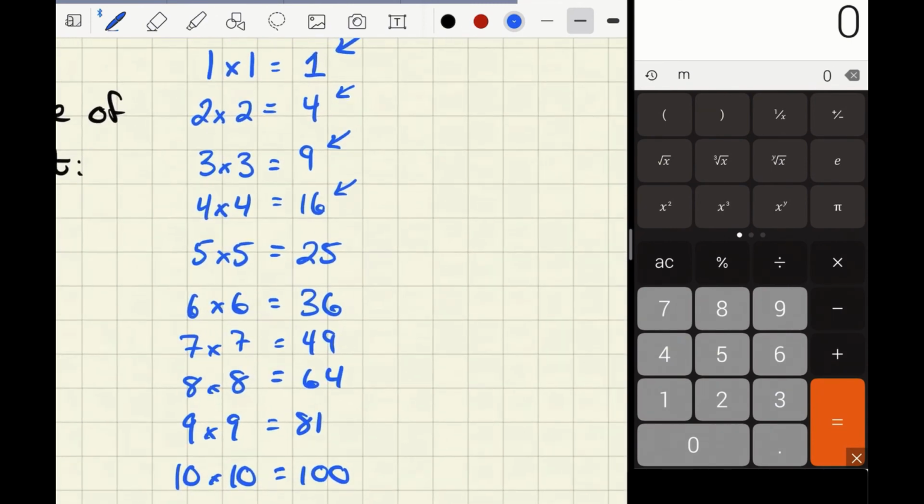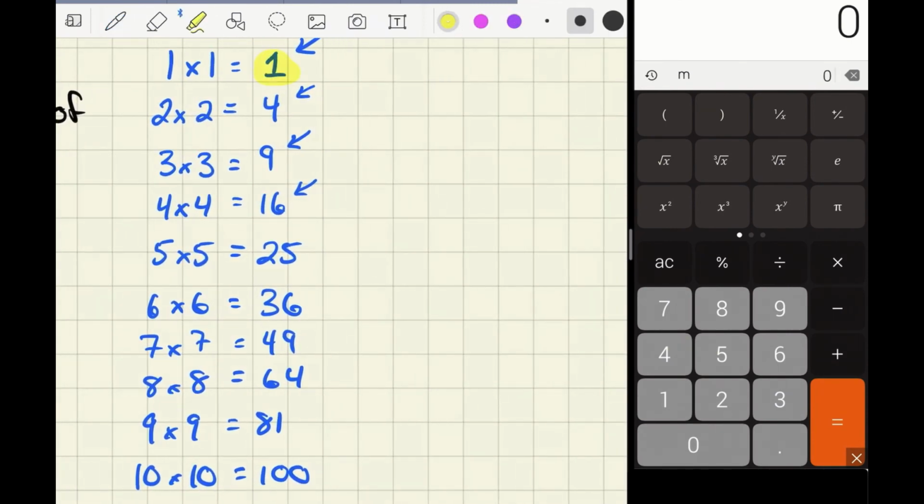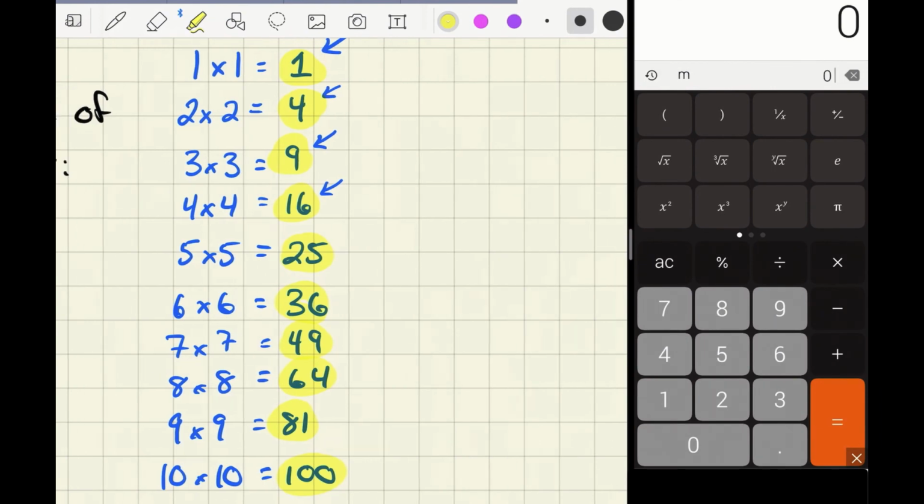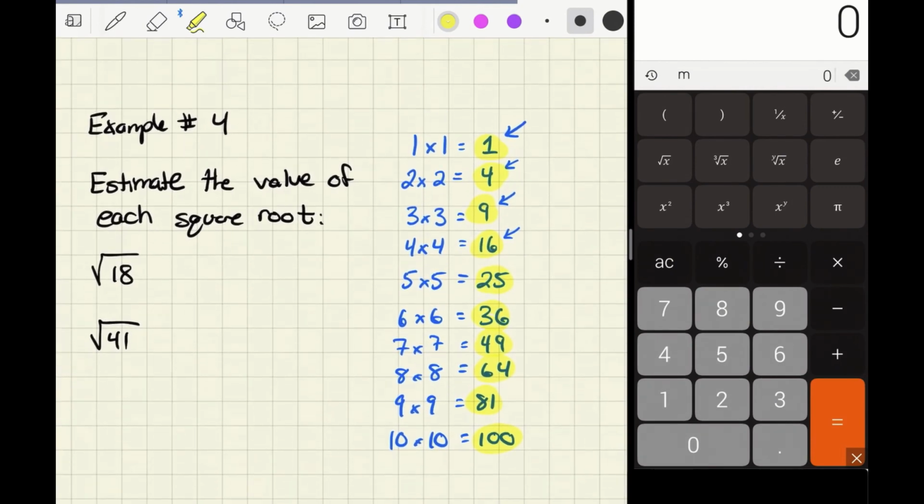These, ladies and gentlemen, are your perfect squares. 1 is a perfect square. 4 is a perfect square. 9, 16, and 25 are perfect squares. 36, 49, 64 are perfect squares. 81, 100, and the list can go on and on. Here's the thing. We're going to use this list. So, for this problem, we want to know approximately what the square root of 18 is. So, we know that the square root of 18 is going to fall somewhere in here.